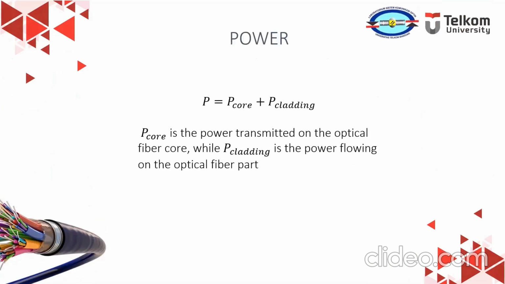Power equals power core plus power cladding. Power core is the power transmitted on the optical fiber core, while power cladding is the power flowing on the cladding part of the optical fiber.